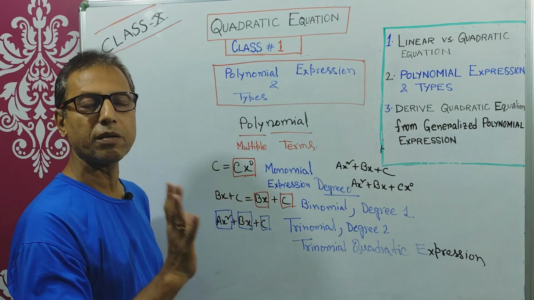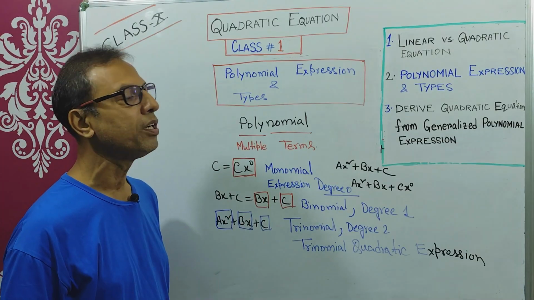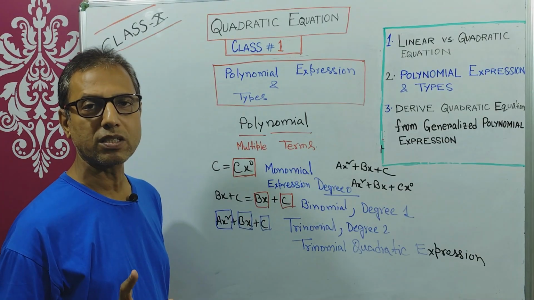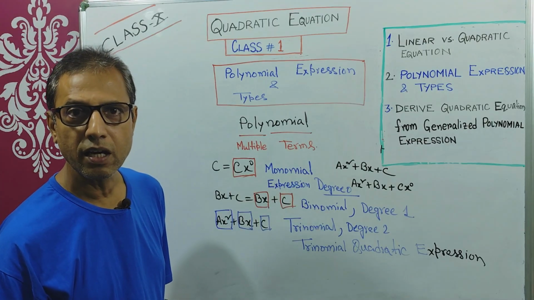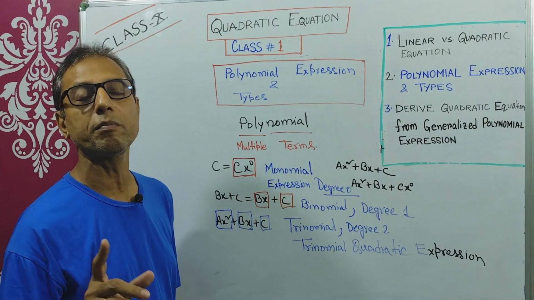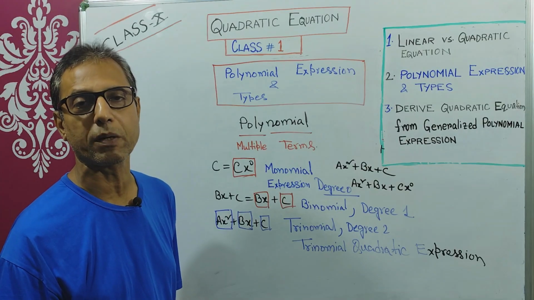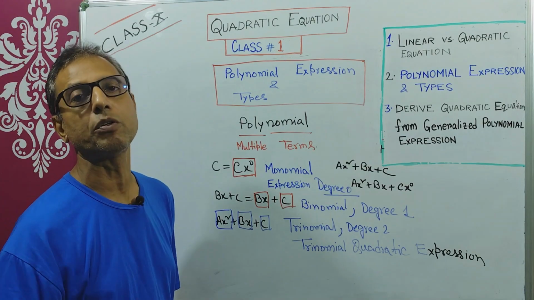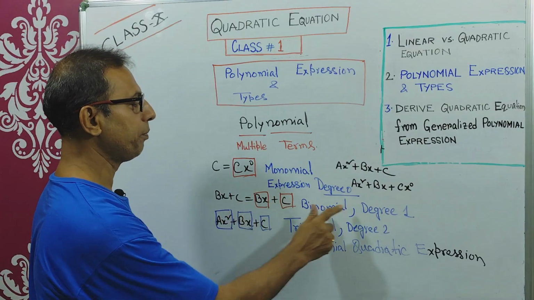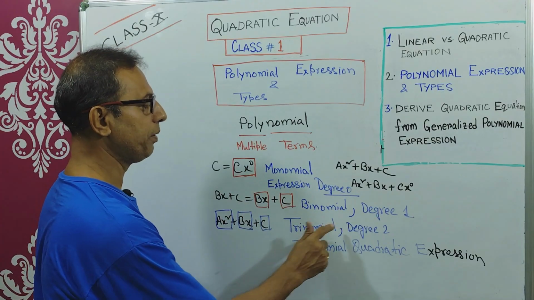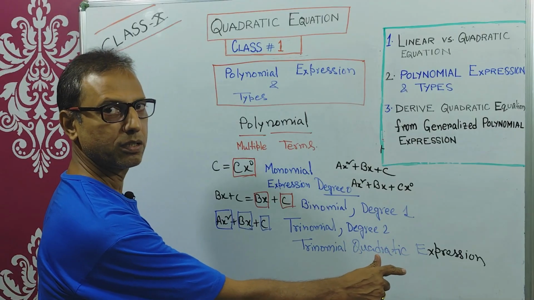So from the expression, if the expression is given to you, by looking into the expression, you can say what is the type of polynomial it is and what is the degree of the equation. That means what is the type of expression it is with respect to degree. So it is monomial, degree 0, binomial, degree 1, trinomial, degree 2 means quadratic, right?